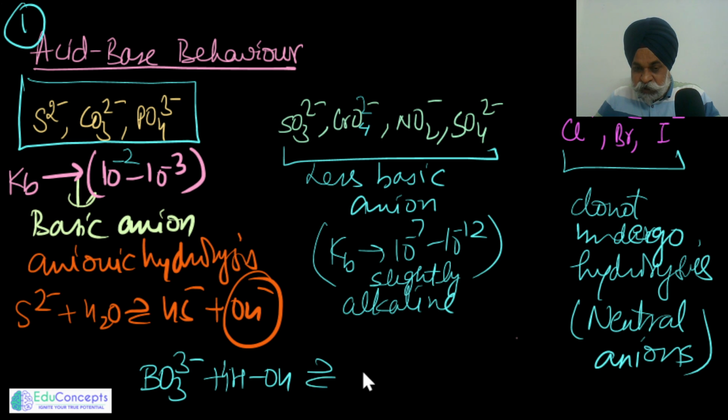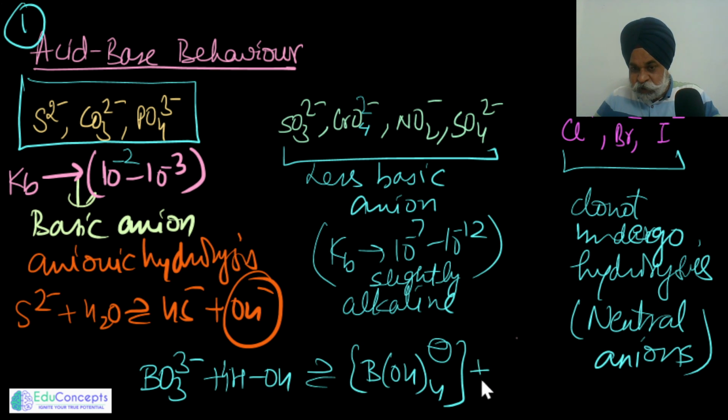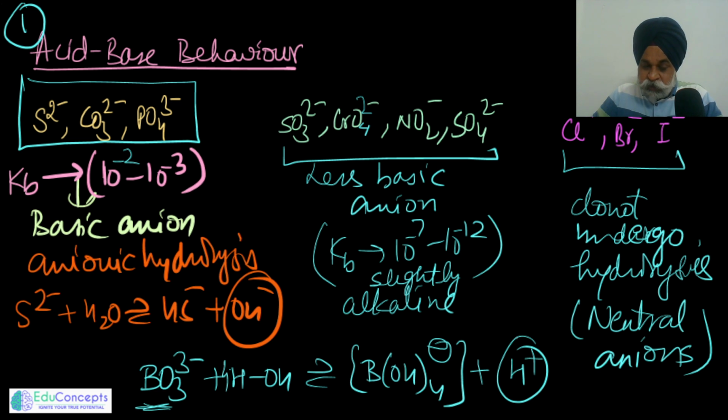So what I should be getting here is B(OH)4 negative. This species is generated, along with H positive. So in fact, this borate ion, when put into water, makes the solution acidic. The anionic species which make the solution acidic are very few, but majorly they are basic or neutral. So always keep this viewpoint in mind.